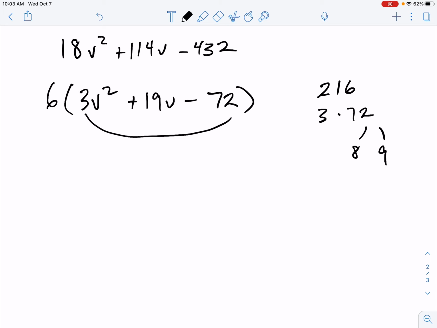Let's see, how can we break that up? And 8 is 2 times 4. 9 is 3 times 3. Okay, I know one number has to be positive and one negative. The bigger one has to be positive in order for it to add up to 19.